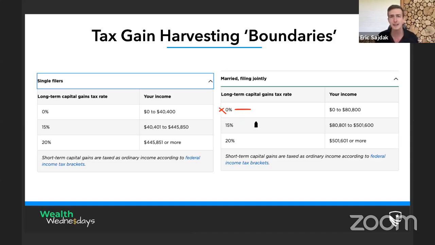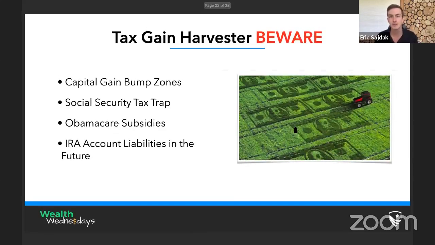Now, the reason that I say beware, be careful of tax gain harvesting, and basically, again, just to go over if I wasn't clear enough, what tax gain harvesting is: if you have additional room in your taxable income in a given year, realize some gains because you're realizing them at 0%. So you want to realize enough gains that you stay in this 0% bracket. You don't want to go over this because then you're entering that capital gain bump zone. But again, tax gain harvesting makes a lot of sense. Tax gain harvester, beware though, beware of this capital gain bump zone.